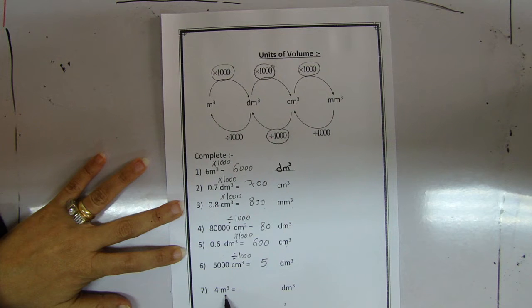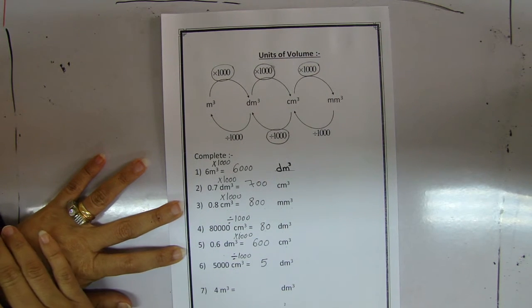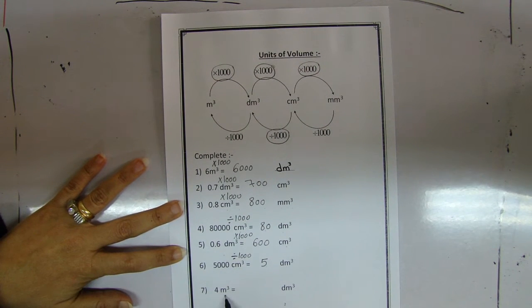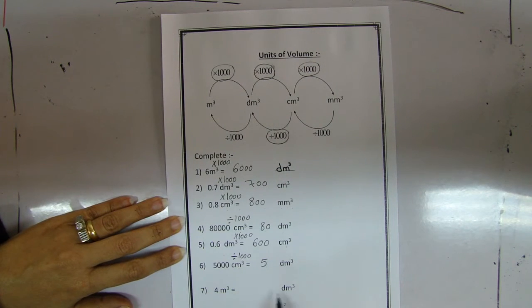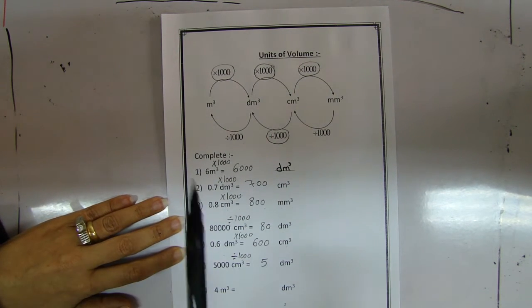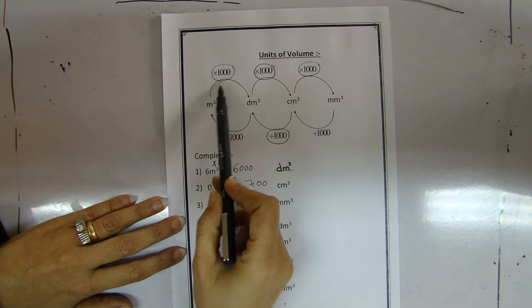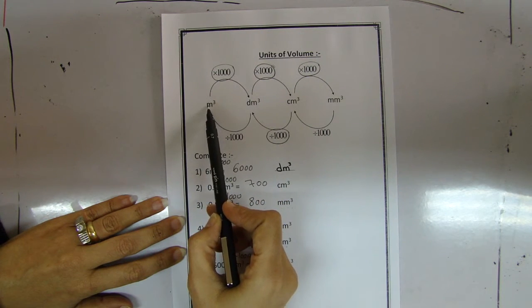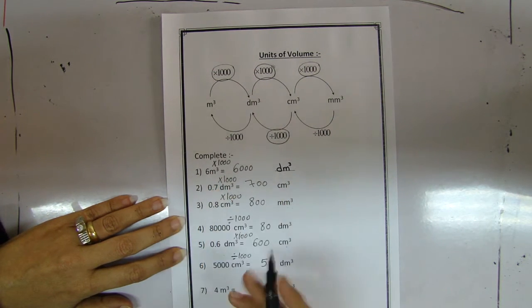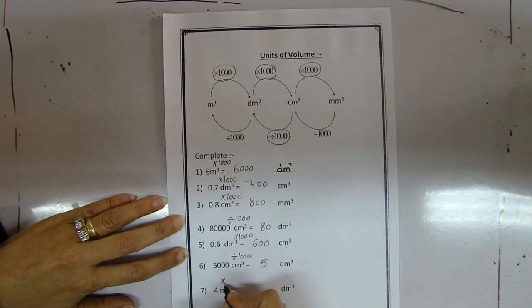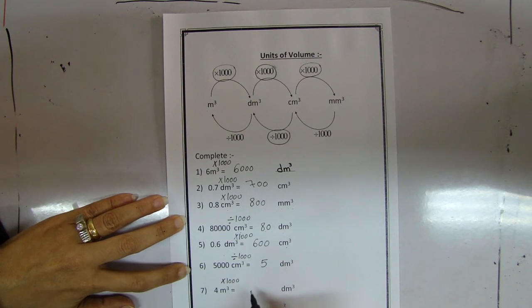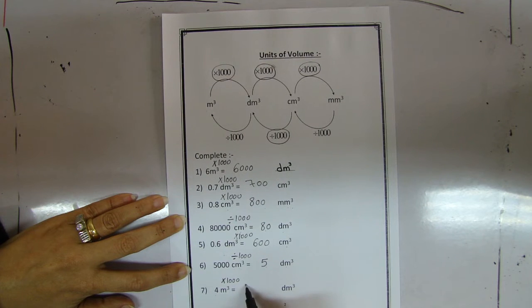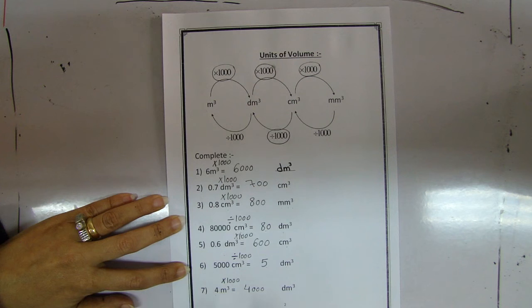Number 7. 4 cubic meters equals what cubic decimeters? From cubic meters to cubic decimeters, times 1000. Then 4 times 1000 equals 4000. Then 4 cubic meters equal 4000 cubic decimeters.